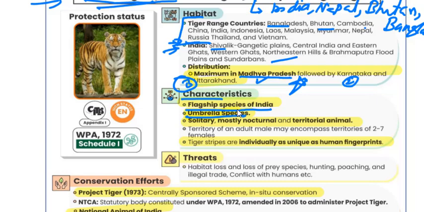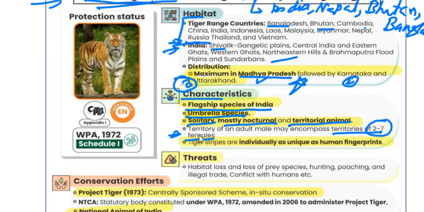Next, coming to the solitary, mostly nocturnal, meaning they hunt at night, and territorial animal. Territory means they have a defined territory. The territory of an adult male may encompass the territories of 2 to 7 females. Means if there is one male, then there are 2 to 7 females in its territory. So you can say the tiger follows polygamy.